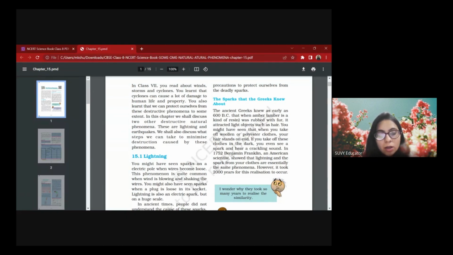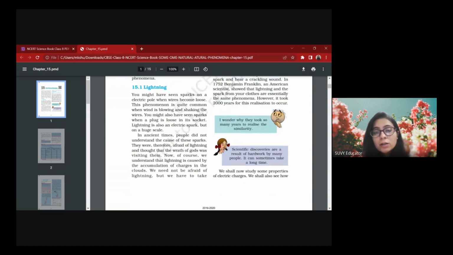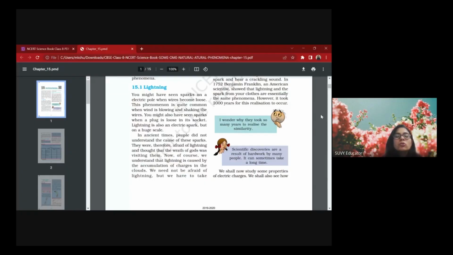You might have heard, and in the newspaper you might have seen, about natural phenomena like lightning, flood, earthquake, and landsliding. These are all natural phenomena caused by nature, and they cause the destruction of life and also of properties, buildings, trees, and everything. The first phenomenon we will discuss is lightning.